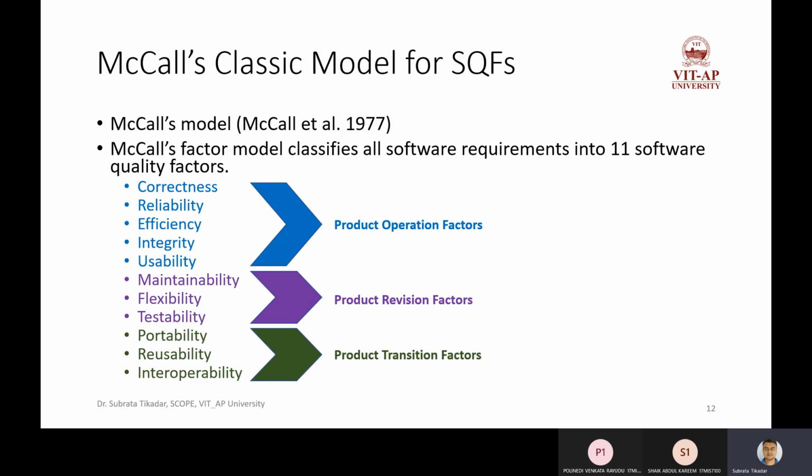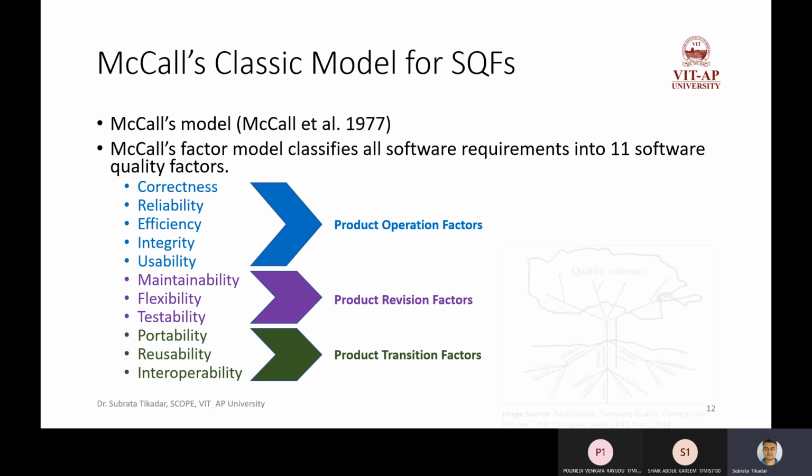Now you can observe that some of these factors, say for example, the first five factors, deal with the requirements that directly affect the daily operation of the software. Therefore, these are grouped into a particular class called product operation factors. Similarly, maintainability, flexibility, and testability fall into product revision. Therefore, these are called product revision factors, and portability, reusability, and interoperability come under the product transition factors.